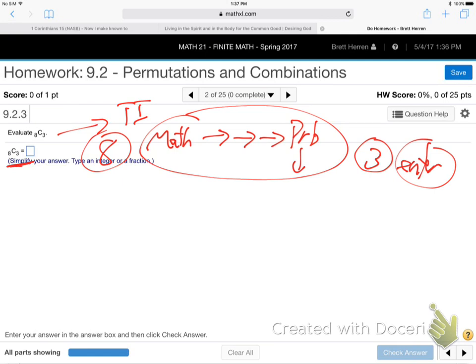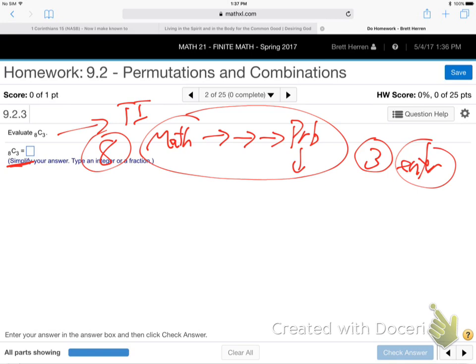So use your TI, hit the 8 first. You just go in order from left to right, 8C3. So 8, and then go to the math menu, over to probability, down to C. It's nCr. Yeah, we're looking for nCr.